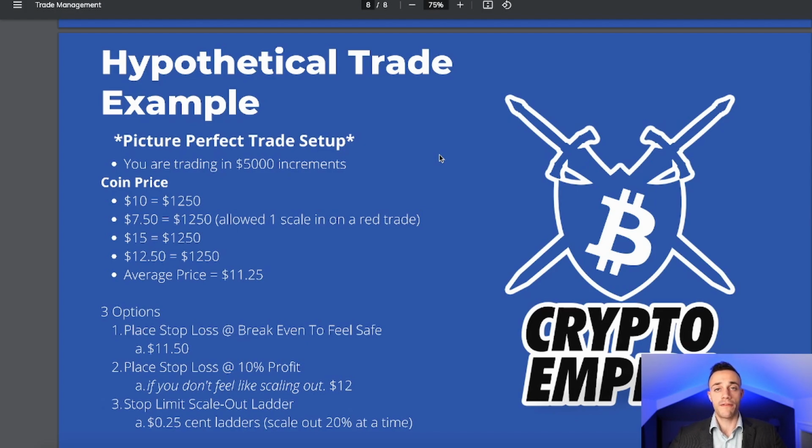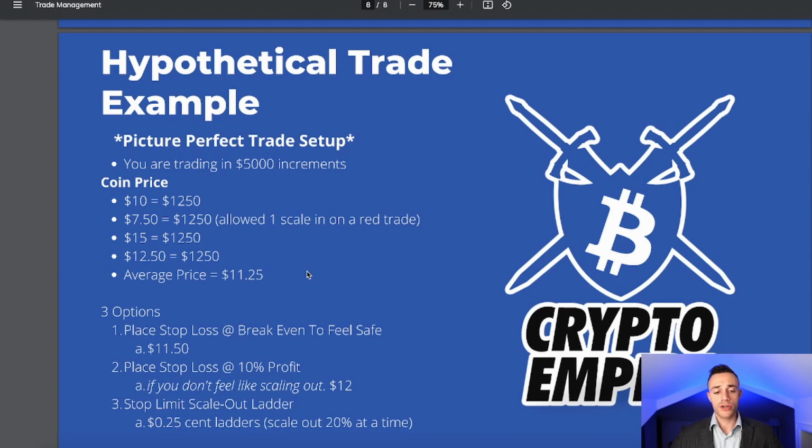So we now have all $5,000 in the position, and our average entry price is $11.25. If we add up $10, $7.50, $15, $12.50, and divide by 4, the average comes out to $11.25. That's very important to have your average price. You always need to know your average price. If you're trading spot or trading with leverage, it's just one of those metrics that you need to keep account of if you're not already doing that. So you now have all $5,000 in the trade.